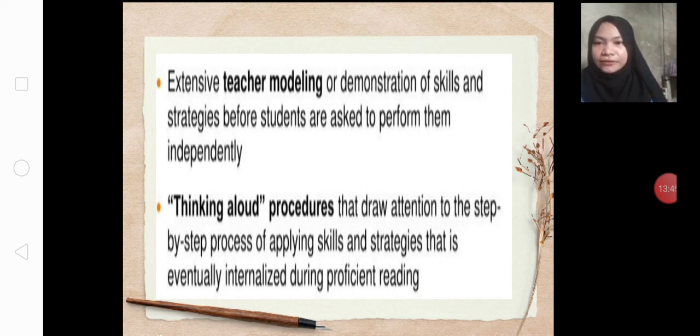Okay, so think aloud procedure that draws attention to the step-by-step process of applying skills and strategies that is eventually internalized during proficient reading. So you should think aloud. This is a procedure na kailangan mong i-draw yung attention sa step-by-step process. Kailangan mo talagang pag-isipan or ma-apply ng maayos yung step-by-step process sa mga students. So, in that way, it is eventually internalized during proficient reading.